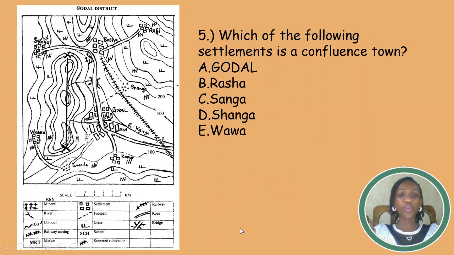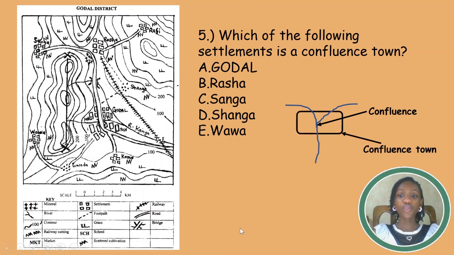Which of the following settlements is a confluence town? A confluence is a place where two rivers meet. So a confluence town is simply the settlement where two rivers meet. We can see the symbol for river in our key. If you look closely at the map, you can see River Kanya. And if you follow its course, you can see where it takes its origin from, the highland, and where the two rivers merge at a settlement before forming the River Kanya. And the name of the settlement is Godal. Option A.